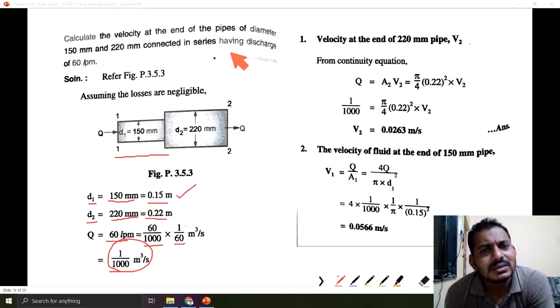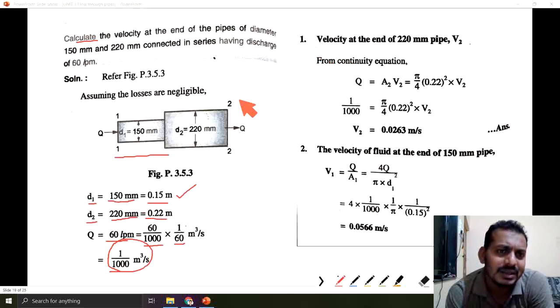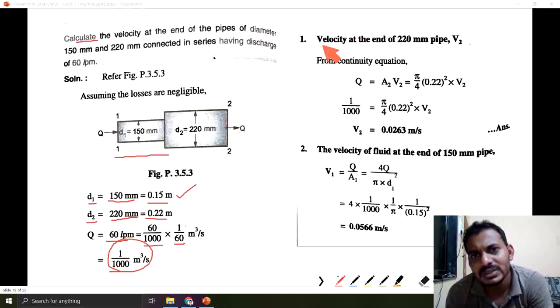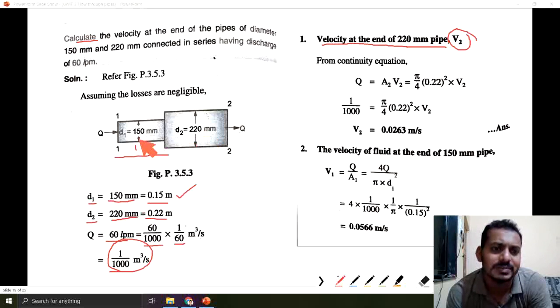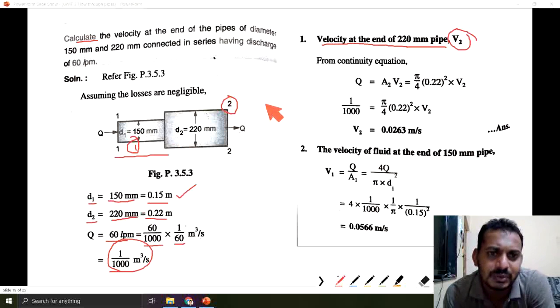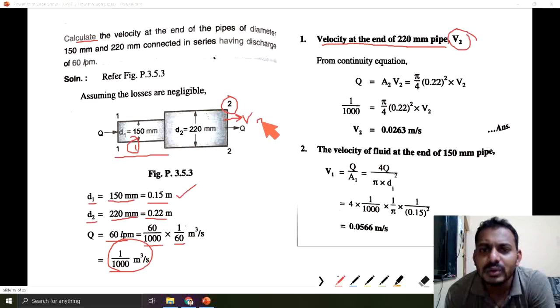Now, what is asked? Calculate the velocity at the end of the pipe. So we need to calculate the velocity in each pipe. First, to calculate the velocity in the 220 mm pipe, we need to give the nomenclature. Consider the first pipe as pipe 1, as written in the diagram, and this pipe as pipe 2. I want to calculate velocity V2. We have a formula for the discharge: Q is equal to A2 V2. This is from the continuity equation.